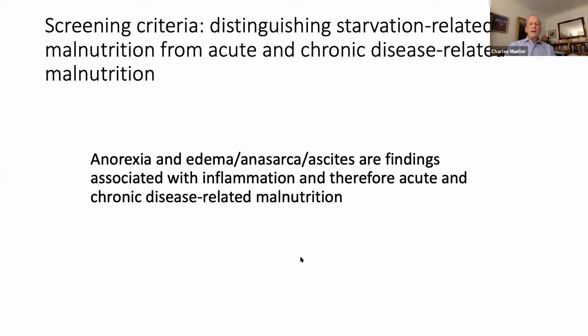And let me emphasize that anorexia and edema are findings associated with inflammation and with systemic inflammation, and therefore acute and chronic disease-related malnutrition. When you have an anorexic person in front of you who looks malnourished and or has edema, they probably have a disease process going on. They are not merely undernourished. And the outcomes of your treatment are going to be very different than merely putting weight on or restoring lean body mass.